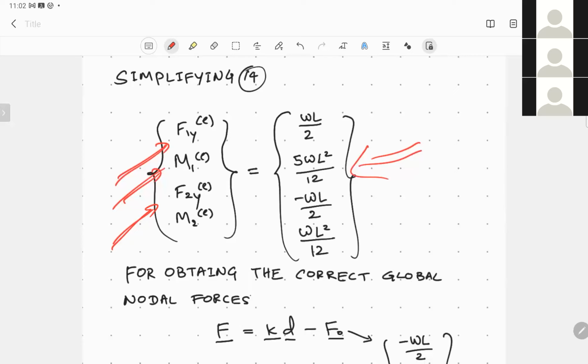So this includes not only the forces given by the distributed load, but also takes the reaction forces into account. These are the forces which will act on the total structure.